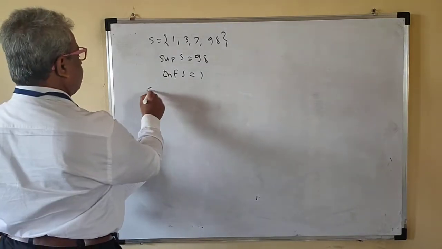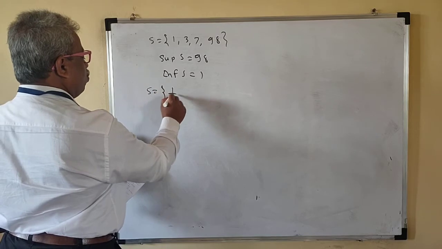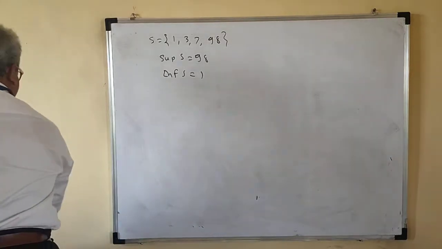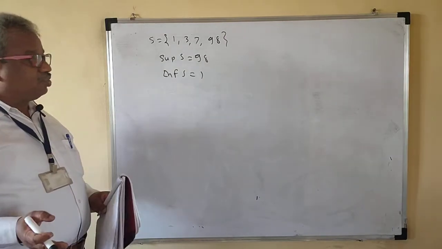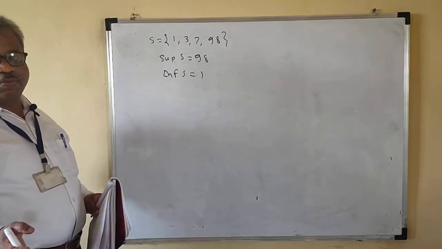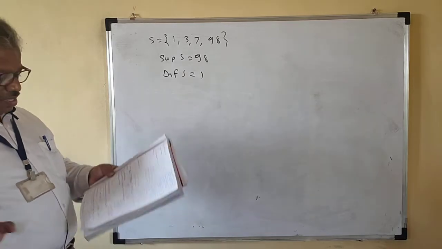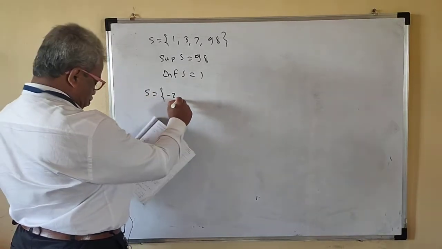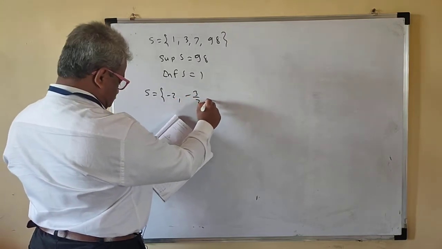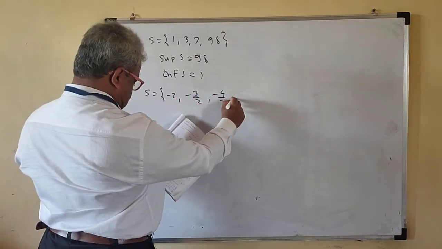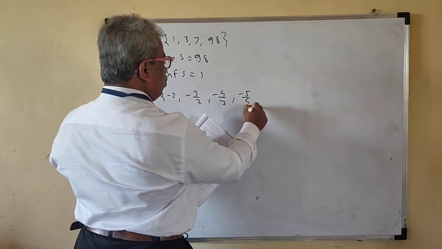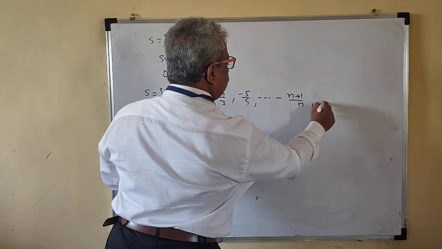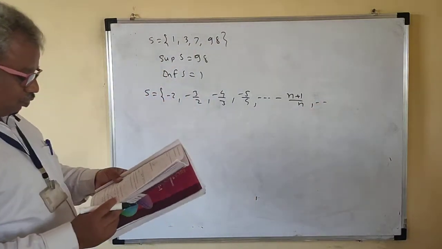Okay. So suppose S is equal to 1 by n, just as we have taken. This is a bounded set. 1 by n is a bounded set because we have seen that 0 is the lower bound and 1 is the upper bound. If both the bounds exist, then that set is a bounded set. Okay. Suppose S is equal to minus 2, minus 3 by 2, minus 4 by 3, minus 5 by 4, dot dot dot, minus (n plus 1) upon n, dot dot dot.